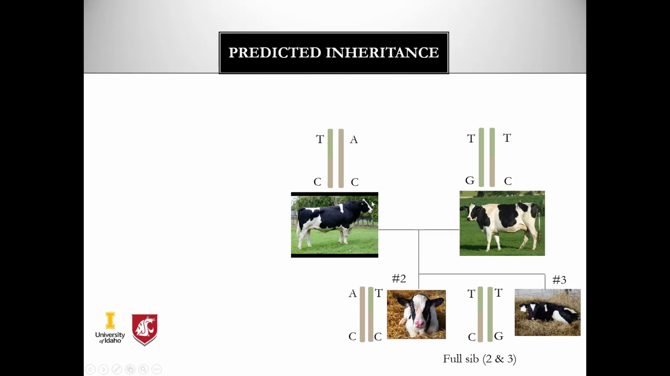So on the first calf, we see that the sire contributed this chromosome, the A and the C, and the calf got the T and the C from its mother. The second calf got the T and the C from the sire, which is the opposite of what was given to the first calf, and they got the T and the G from the dam, which is also opposite of the chromosome that it could have gotten from its full sibling.